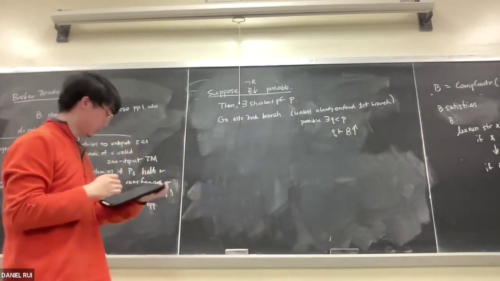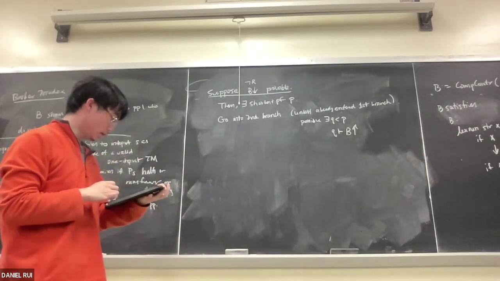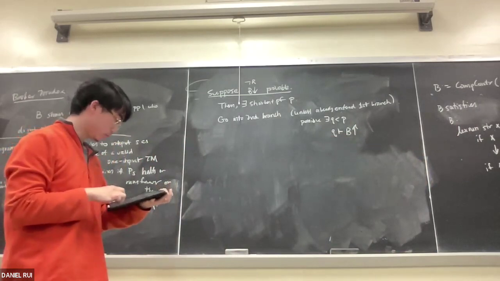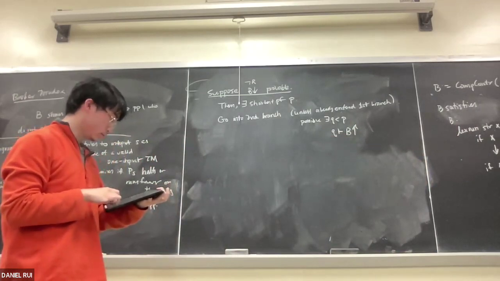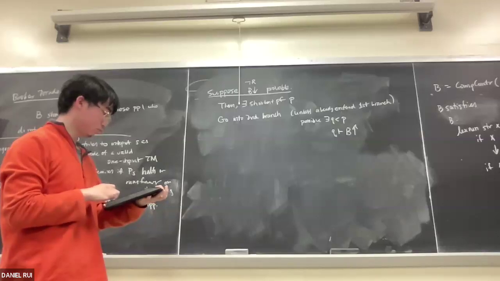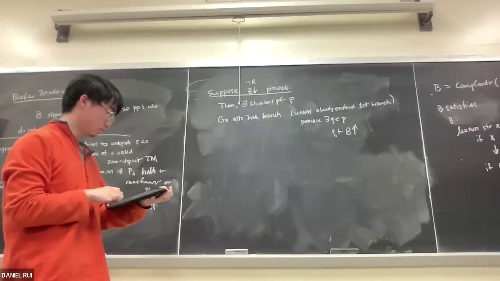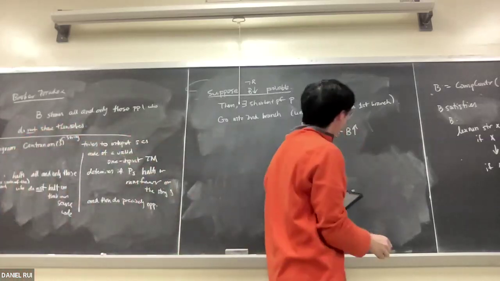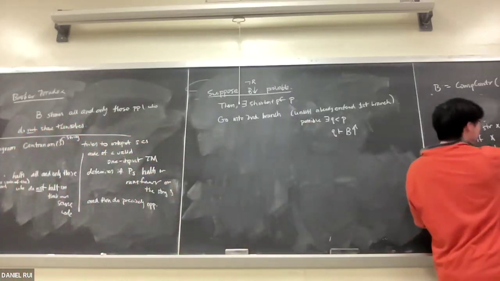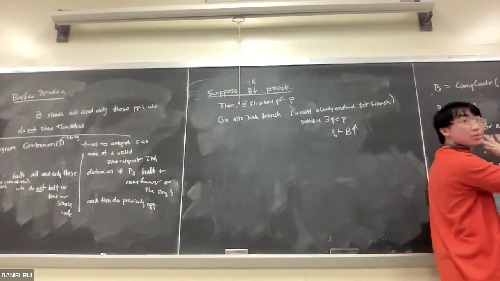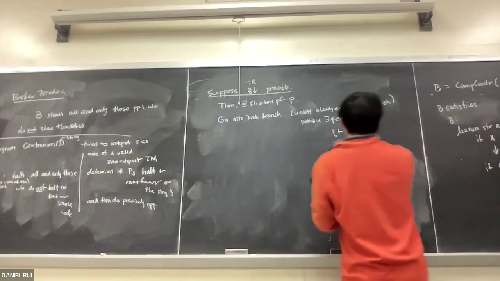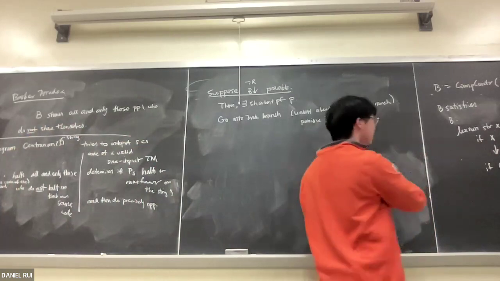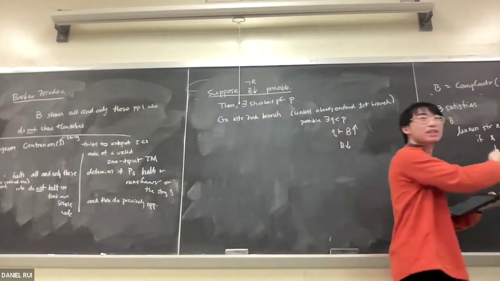Is that possible? Well, in this case, then it would have entered the first branch, right? That's what I just said. And in which case, B will have halted, right? Like B would have actually halted.